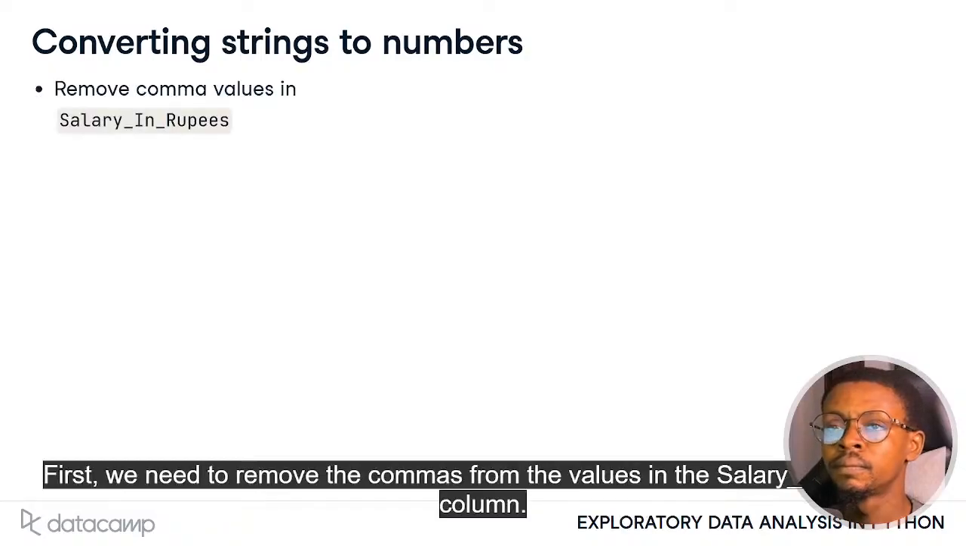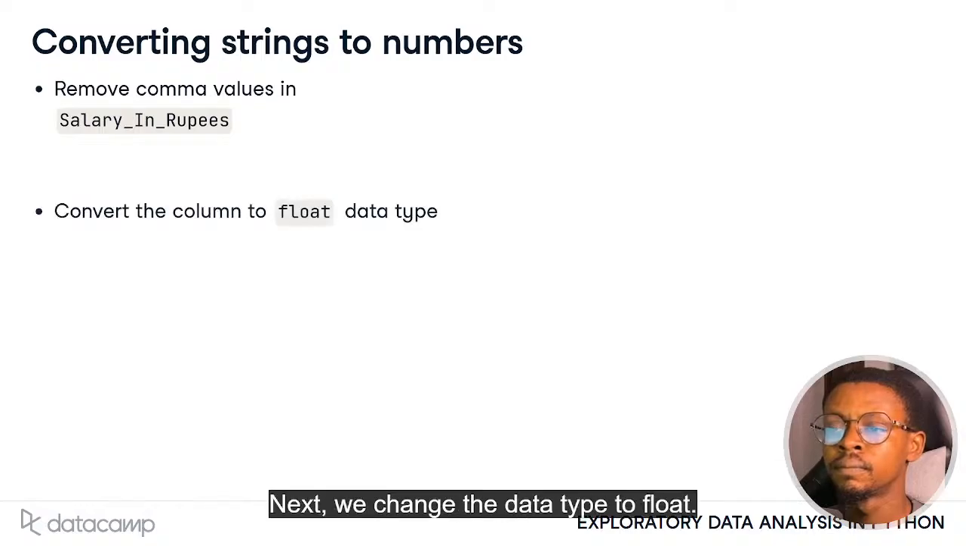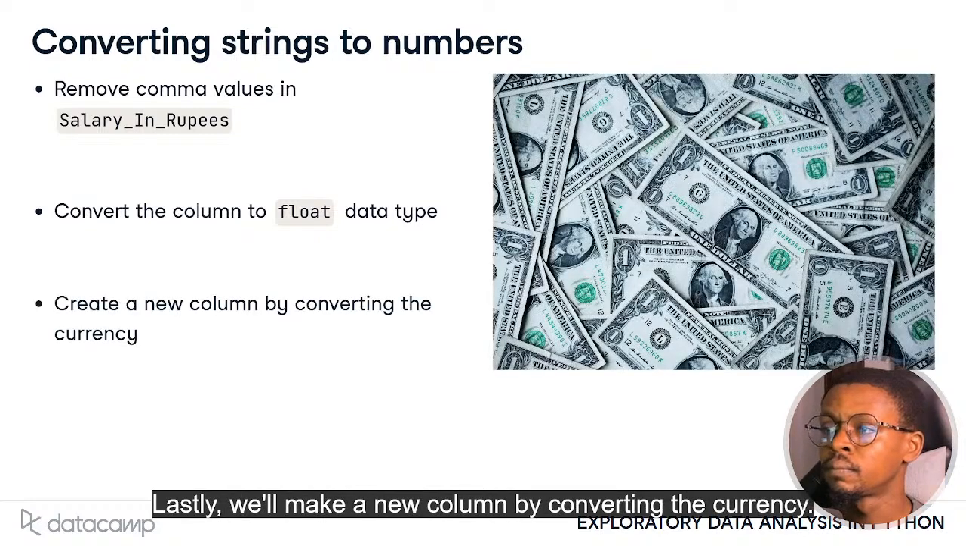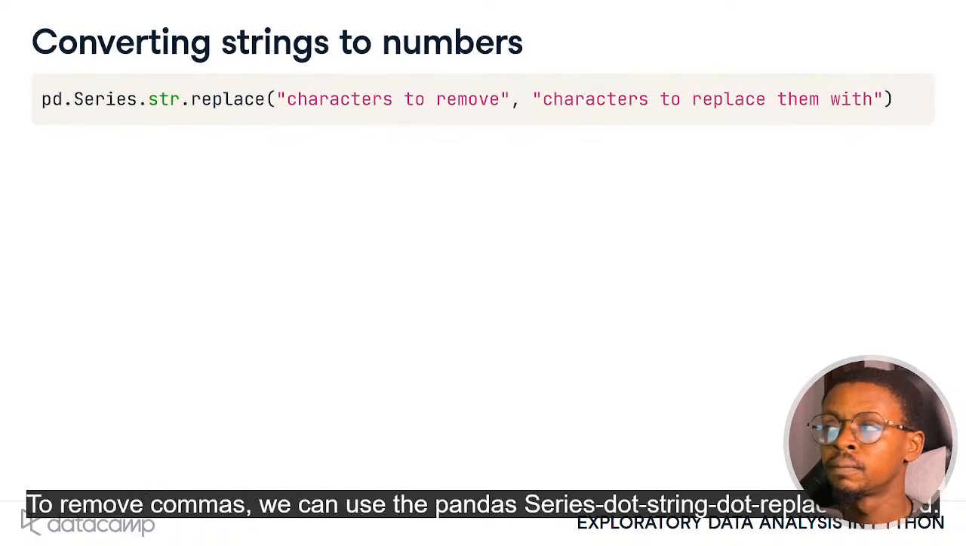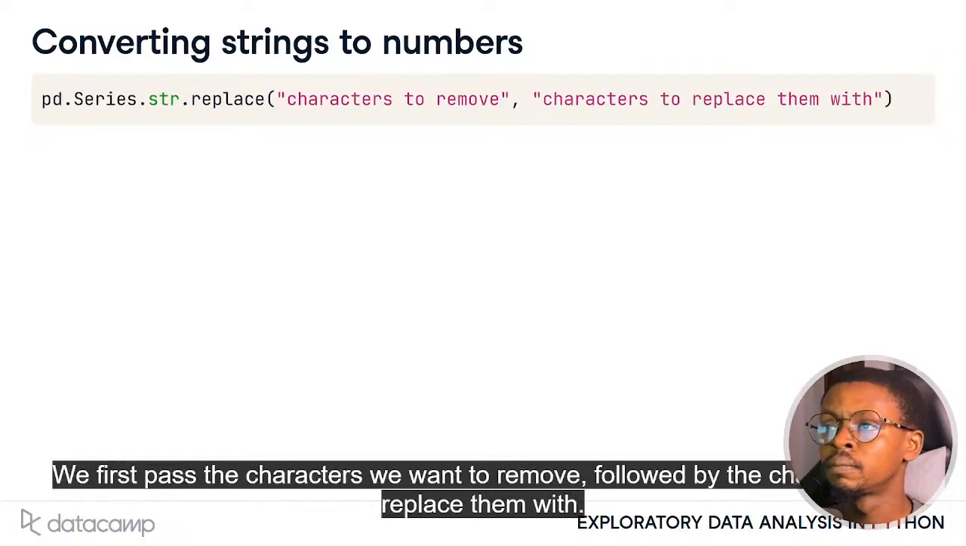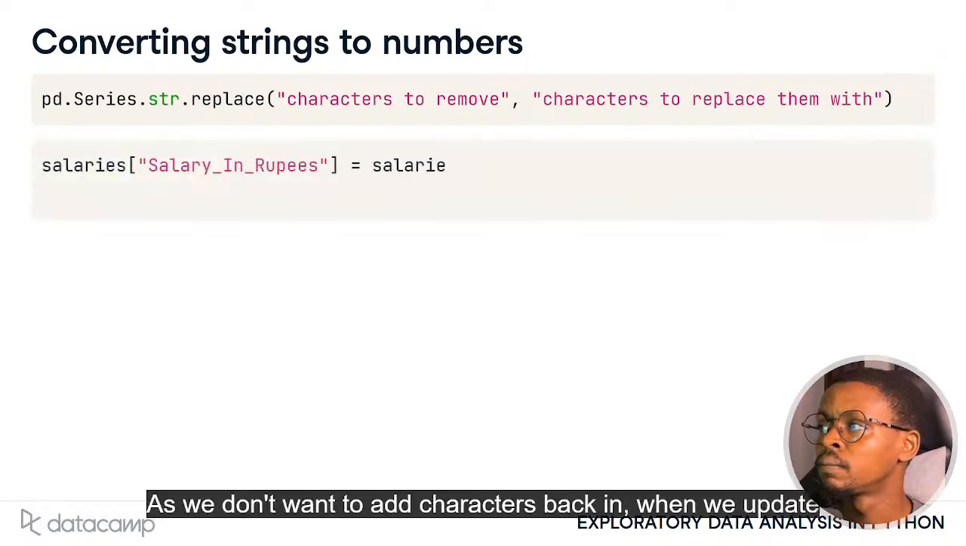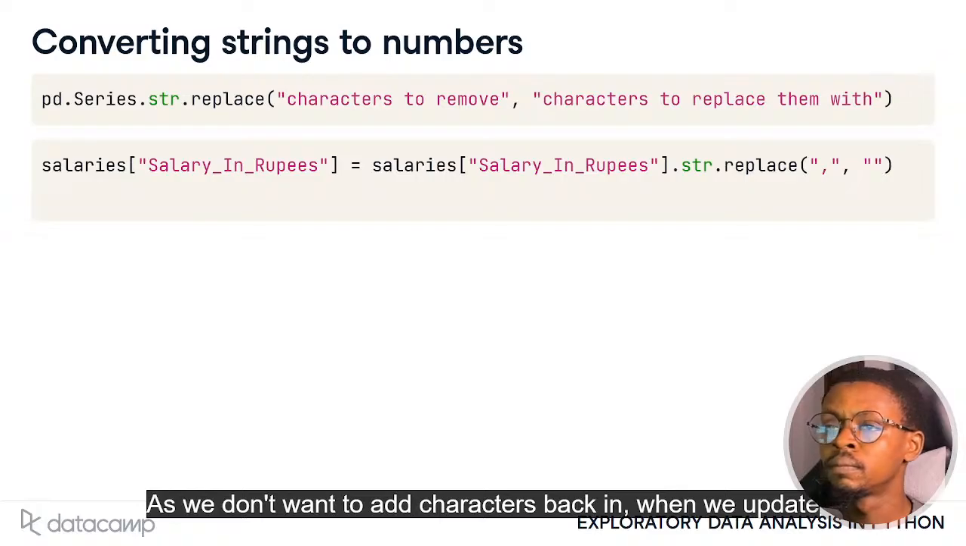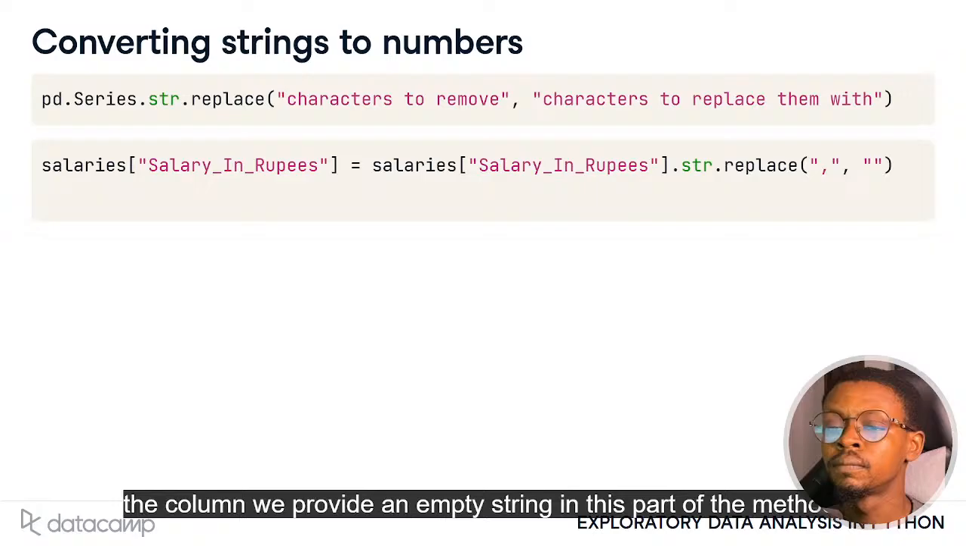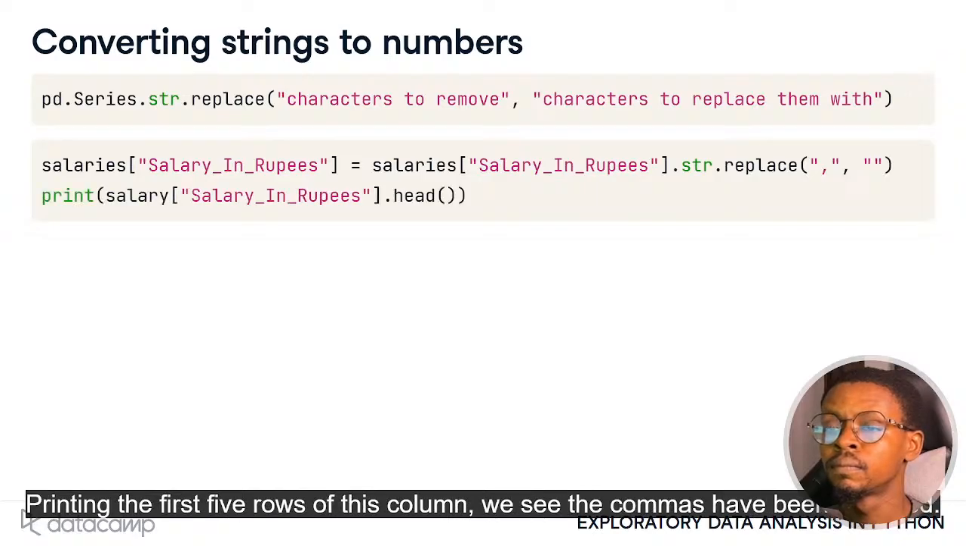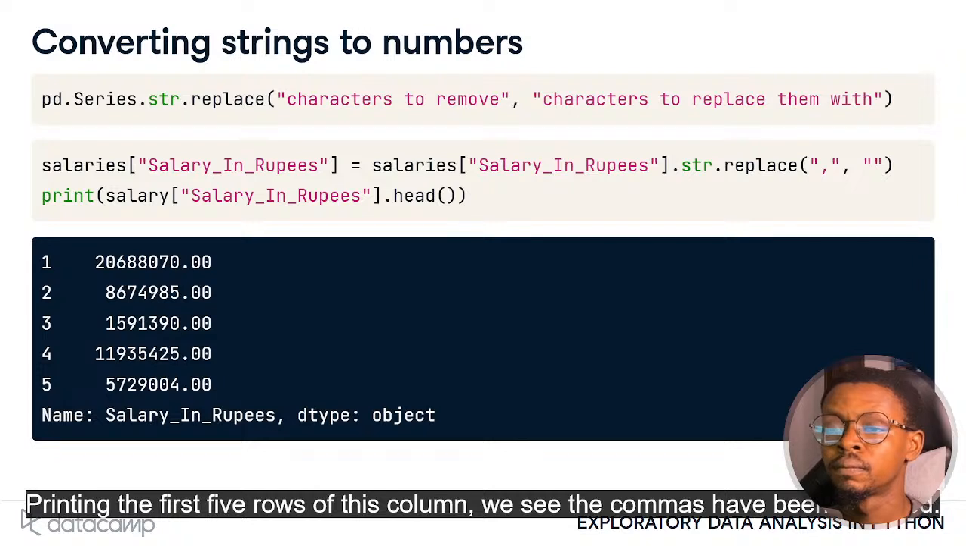To obtain salary in USD, we'll need to perform a few tasks. First, we need to remove the commas from the values in the salary in rupees column. Next, we change the data type to float. Lastly, we'll make a new column by converting the currency. To remove commas, we can use the pandas Series.str.replace method. We first pass the characters we want to remove, followed by the characters to replace them with. As we don't want to add characters back in, when we update the column, we provide an empty string in this part of the method. Printing the first 5 rows of this column, we see the commas have been removed.